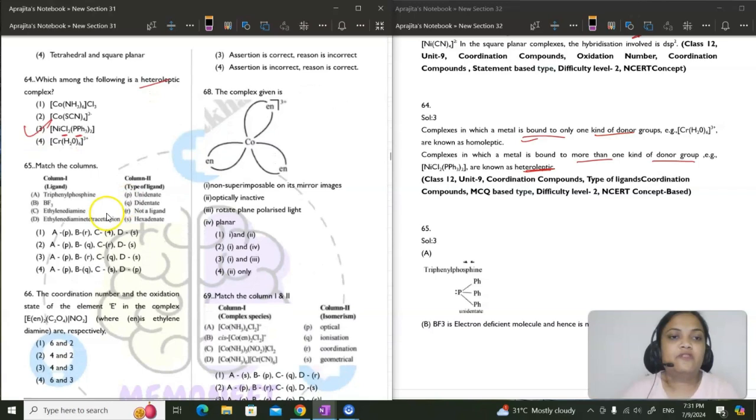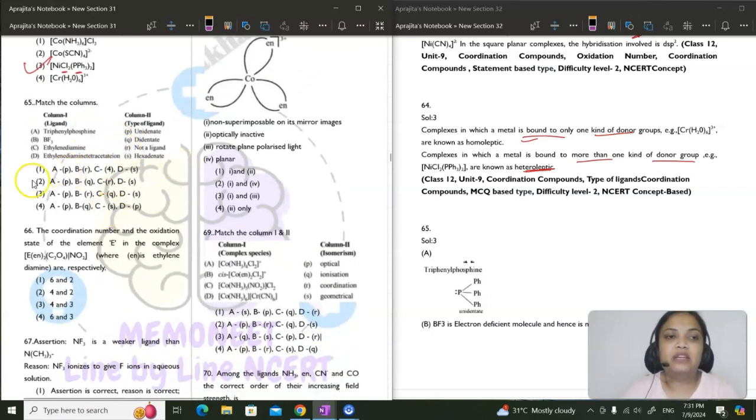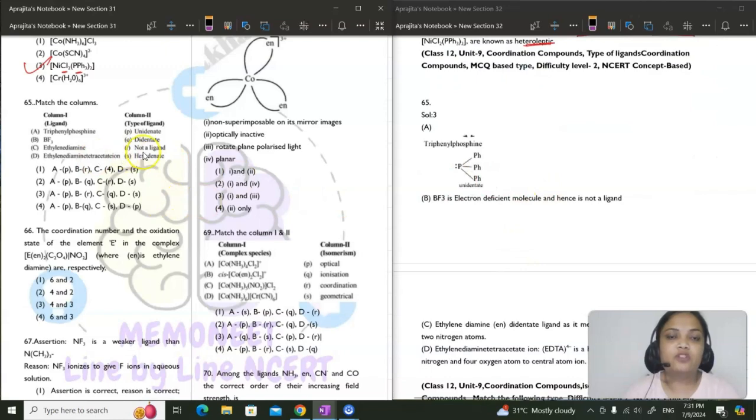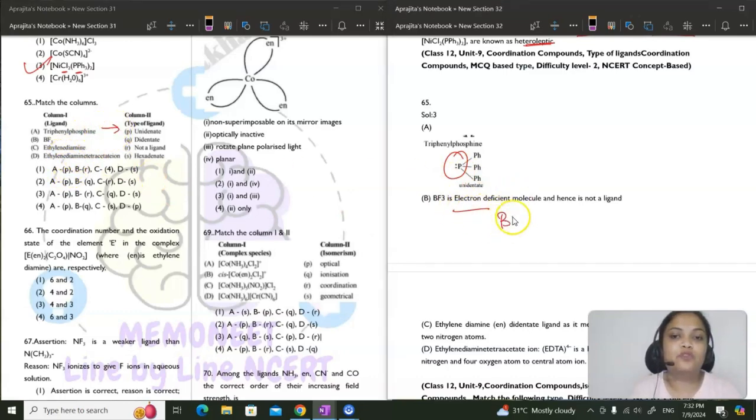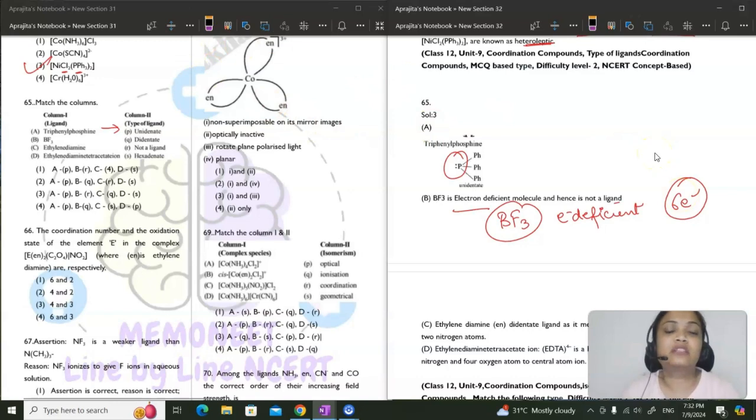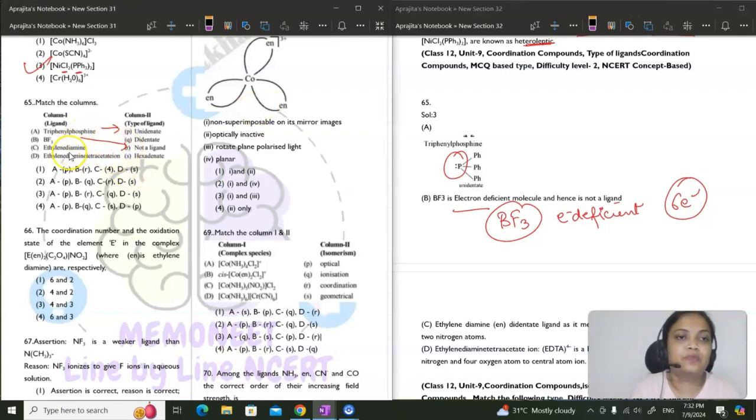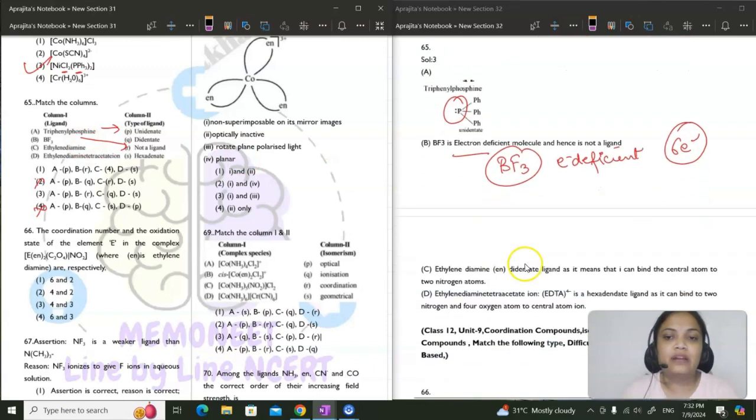Okay, question number 65, you have to match the ligand with the type of ligand. So we are having triphenyl phosphine, so it will bind through the phosphorus atom only, so it's a unidentate ligand. Okay, for A it's P. Then BF3, boron trifluoride, is an electron deficient molecule because there are only 6 electrons around the central atom, so it will not act as a ligand because it is itself an electron deficient compound. So how can it donate electrons, right? So not a ligand. B is R. Okay, so these two options cancel. A, P, B, R.